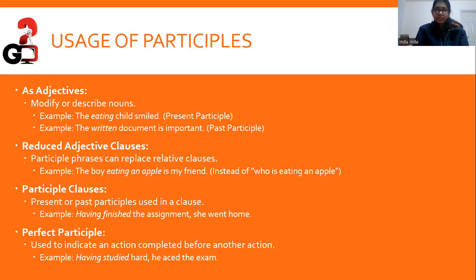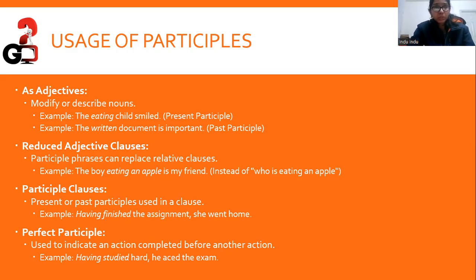Now, we talk about the usage of the participles. They can be used as adjectives to modify or describe nouns. That is, the eating child smiled. Here it is the present participle, the ing form of the verb. It is used to describe the child. The written document is important. Here it is used as a past participle because the form is the en form of the verb. It is describing the document, that it is written. It is not digitally printed.